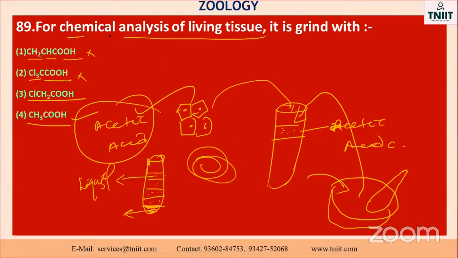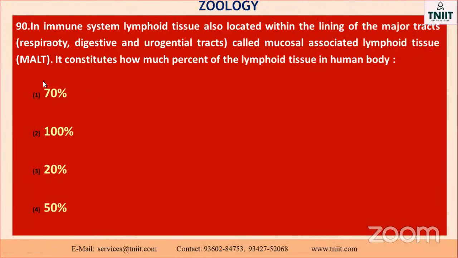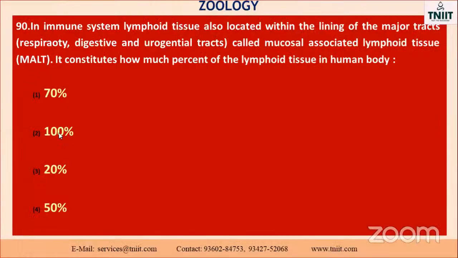That is chemical analysis. Mostly the various uses of acetic acid. See, acetic acid is the option. Here, MALT, 100%, simply. MALT is the second one. See, that answer is 100%.